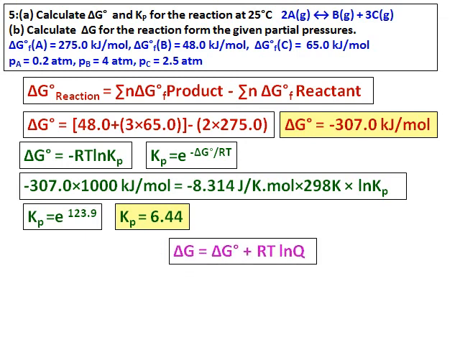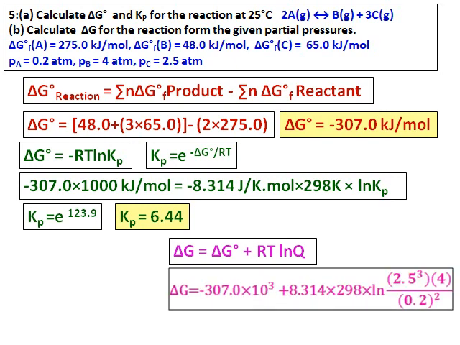For the second part, we are going to use the equation delta G equals delta G0 plus RT ln Q. Substitute all the values, the partial pressures are given, take the delta G0 from the first part, and then get the value of delta G. This is a situation where the system is not in equilibrium, it is somewhere in the middle. That's why the value of Q is used.